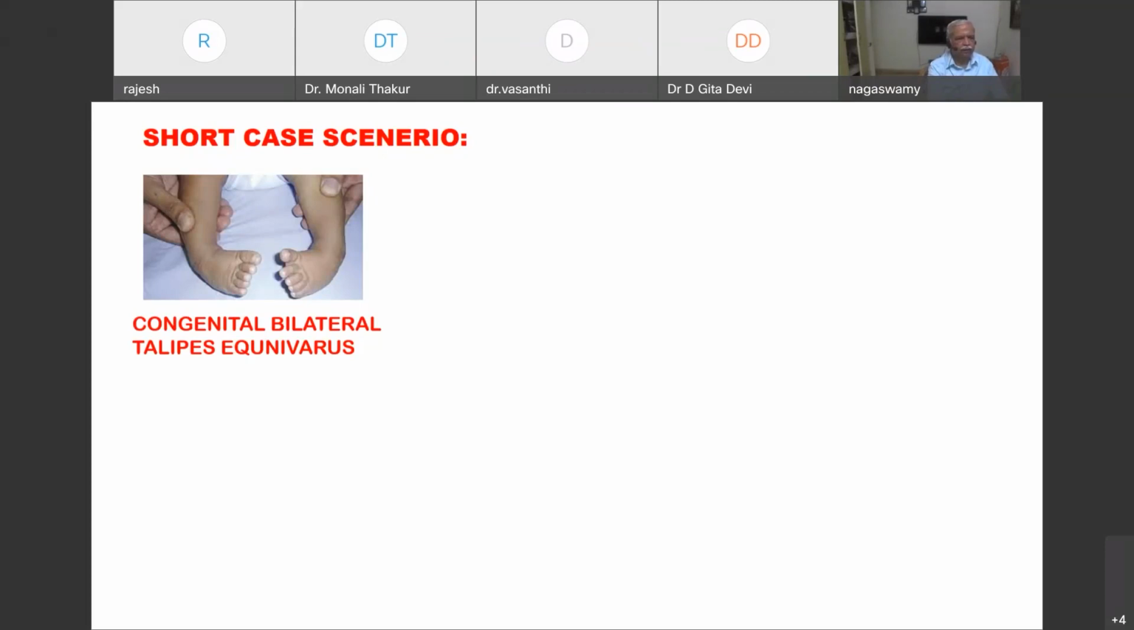By the 9th month, most of the cases will get corrected by this conservative method of treatment itself. But if neglected and not attended early, then they go for permanent contracture like this. Then they require an open procedure. They may need either a tendo-Achilles tenotomy or they may require open soft tissue release. That is the procedure that you have to give.